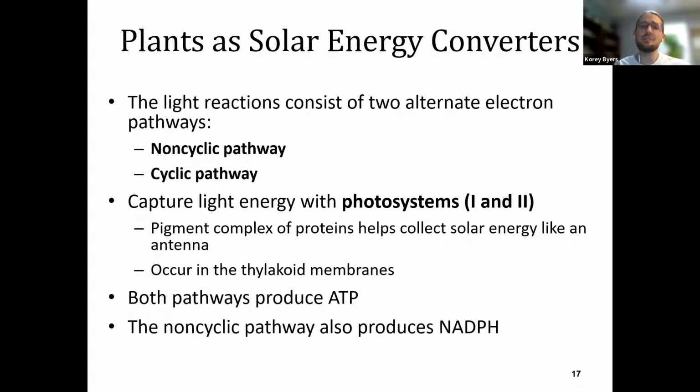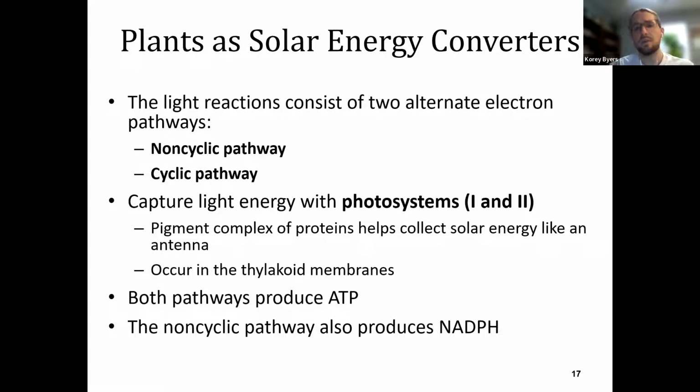The light reaction, in order for us to break apart water, get some electrons, and make ATP, there are two pathways electrons can go down. There's a non-cyclic and a cyclic. One that we have to keep constantly resupplying, and one that kind of has its own cycle of resupply.